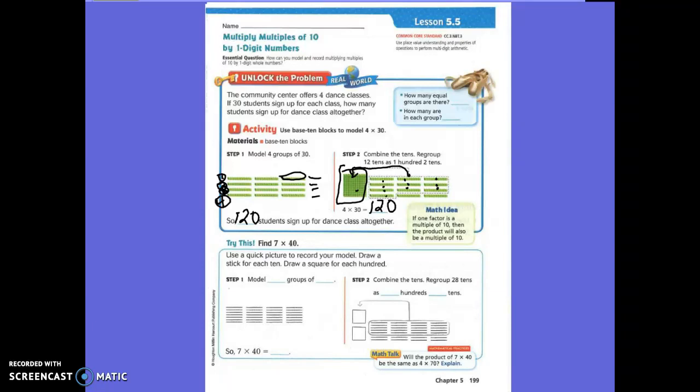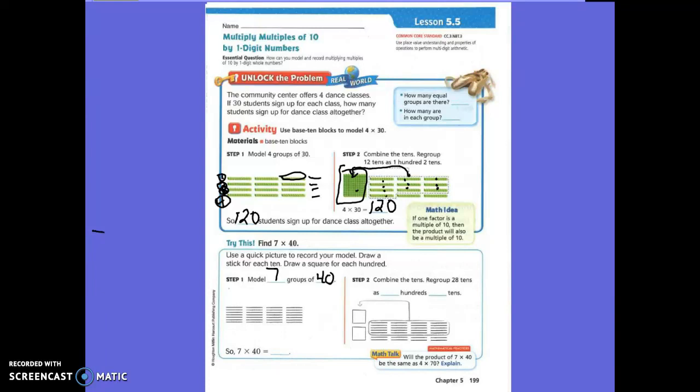Step 1. Model blank groups of blank. How many groups are we going to do? How many groups are there? 7 groups of 40. Okay, so look here. I'm going to just show what they did right over here on the side. Okay, so remember, 1 stick equals 10, right? Yes. Okay, we want 7 sticks of 40.